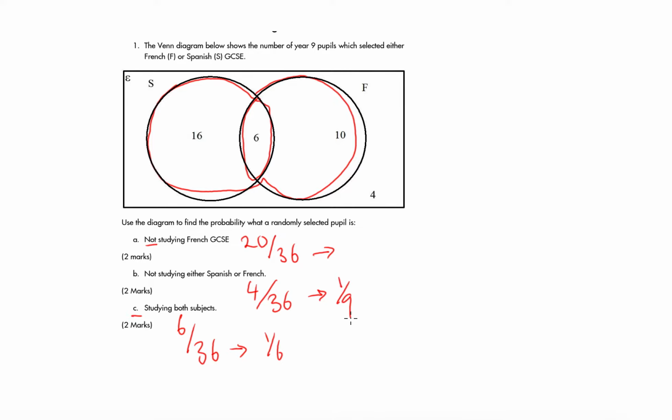2 out of 18, which is 1 out of 9. And 20 out of 36, this is really testing me now, 10 out of 18, which is equal to 5 out of 9. Okay, so we'll have a look at the next one.